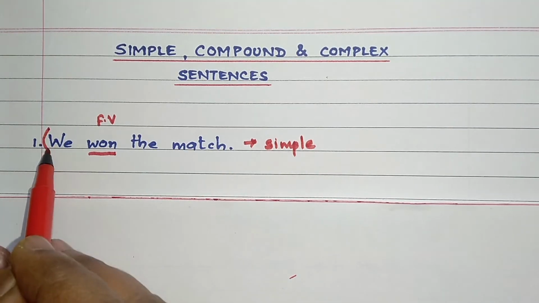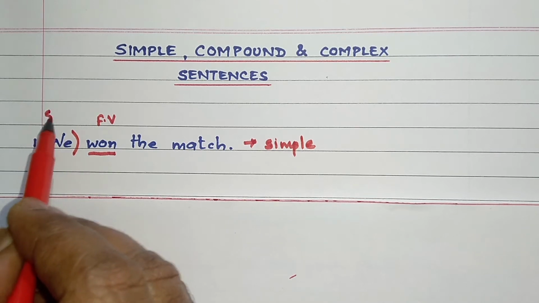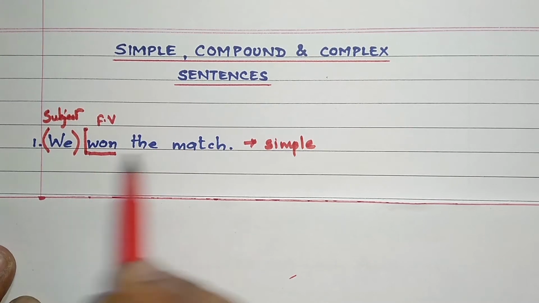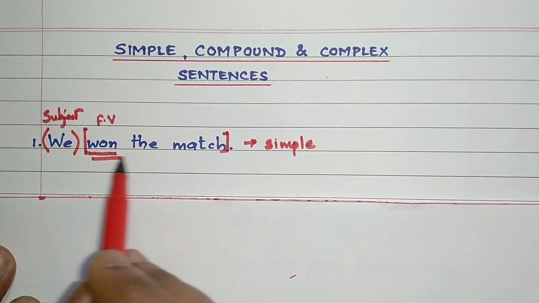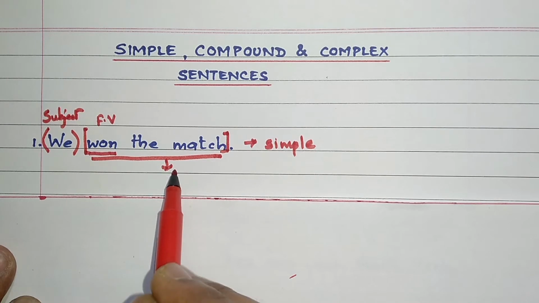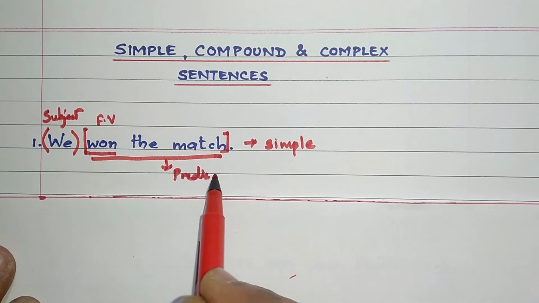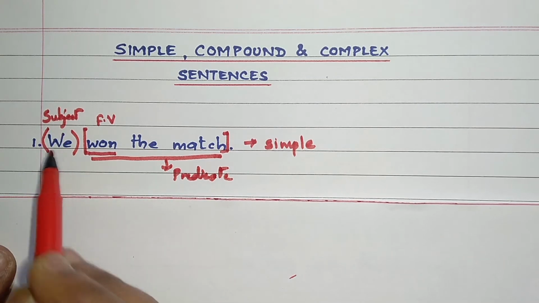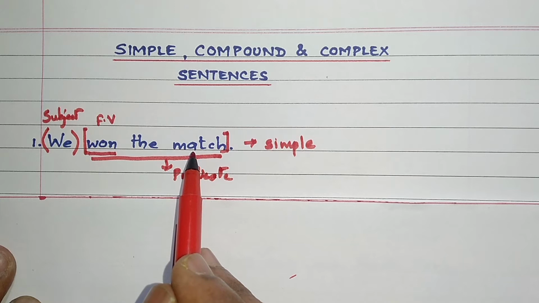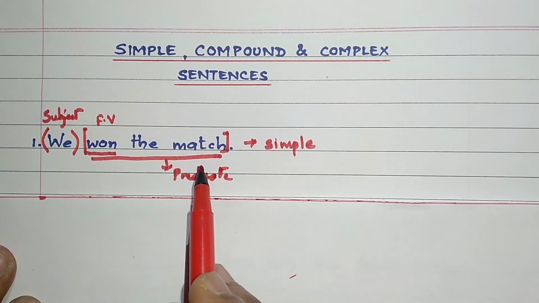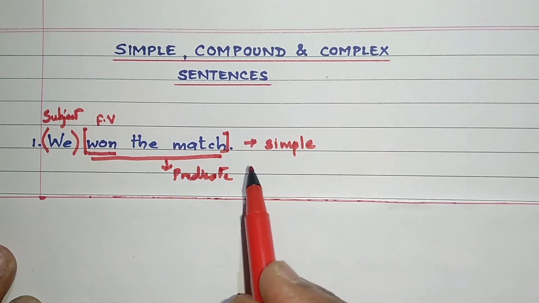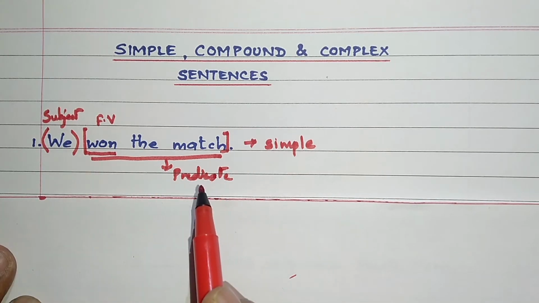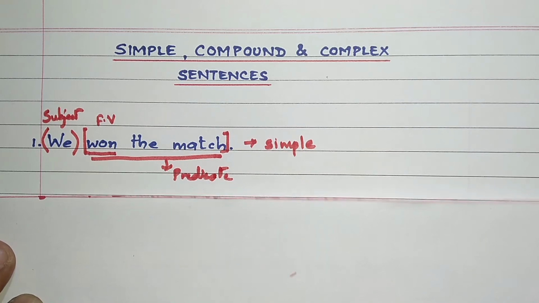Here, we is the subject. The remaining part of the sentence, won the match, is the predicate. So friends, in this particular sentence, there is only one subject, we, and one predicate, that is won the match. Such a sentence which contains only one subject and one predicate is called a simple sentence.